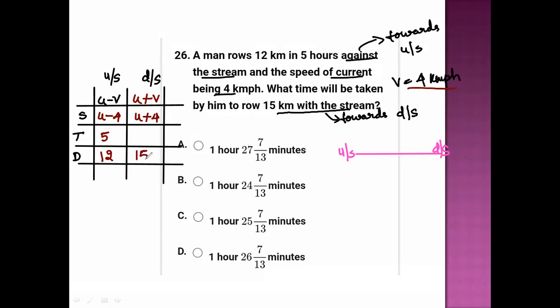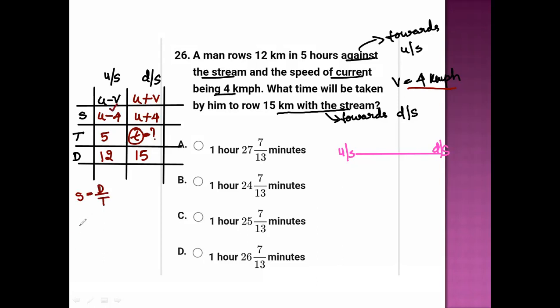What will be the time taken by him in order to row 15 kilometer? He has given 15 kilometer, then what is the time? He's simply asking this much. So from this we can know that speed is always distance by time.